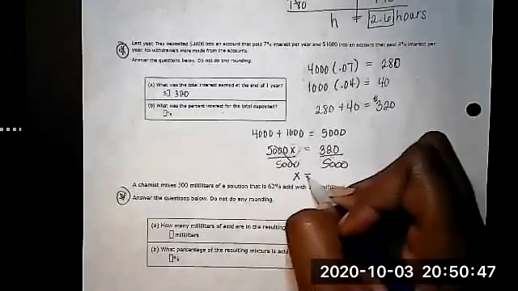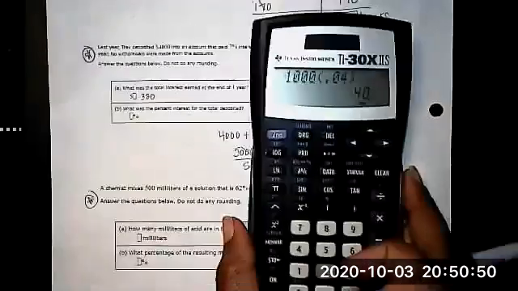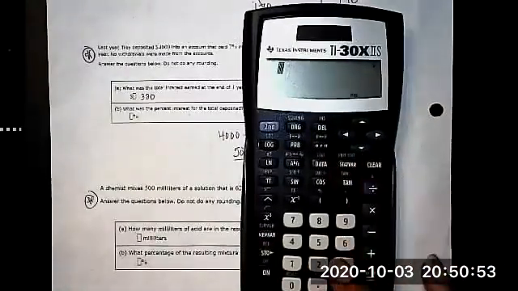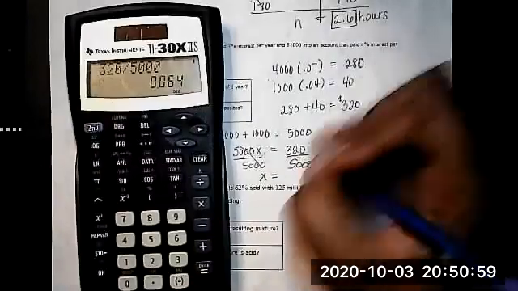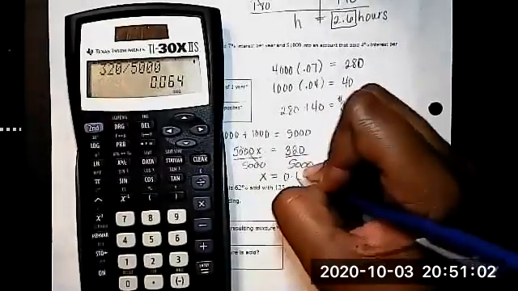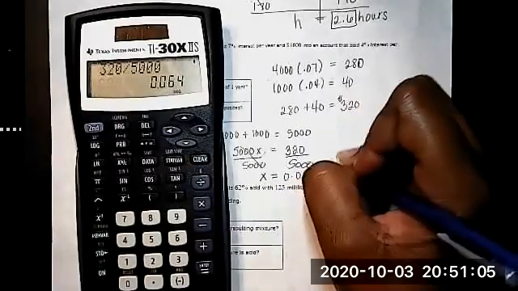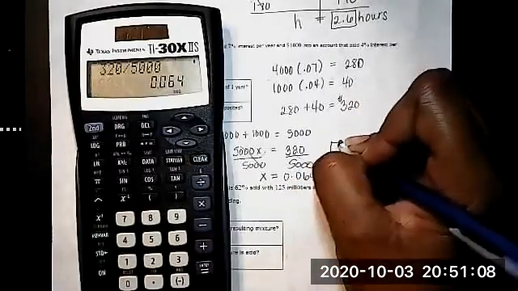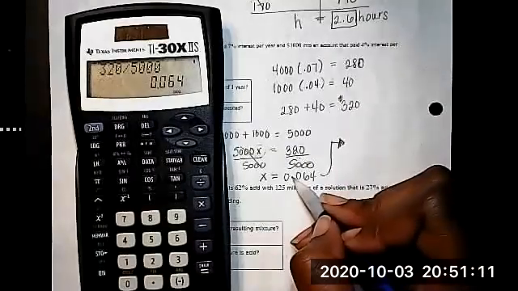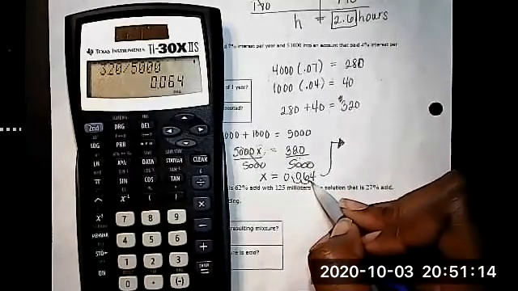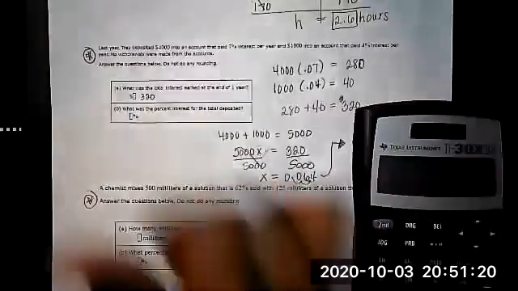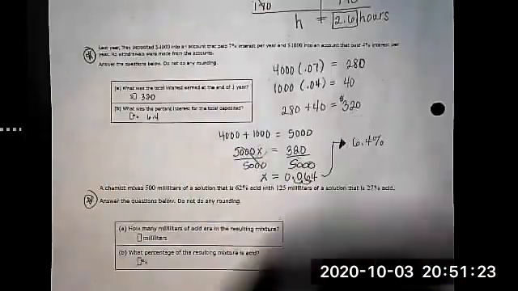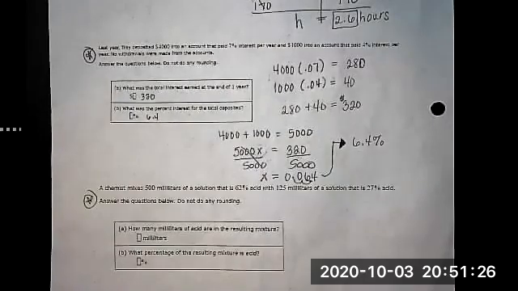Okay, so X, or your percentage, would be 320 divided by 5,000, which is 0.064. So what would that look like as a percentage? If you have a decimal, you can move the decimal over twice, and that'll give you your percentage. 1, 2, the percentage would be 6.4%. So your answer in this one would be 6.4%. Okay, all right, let's go to the next one.